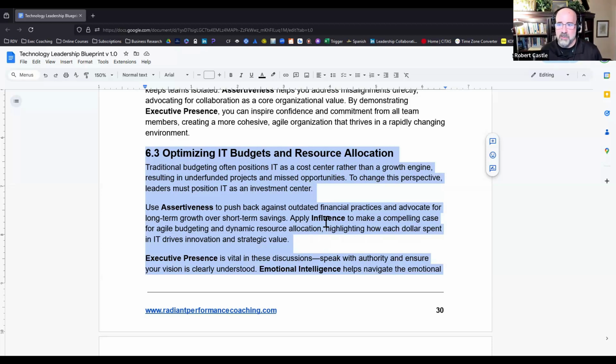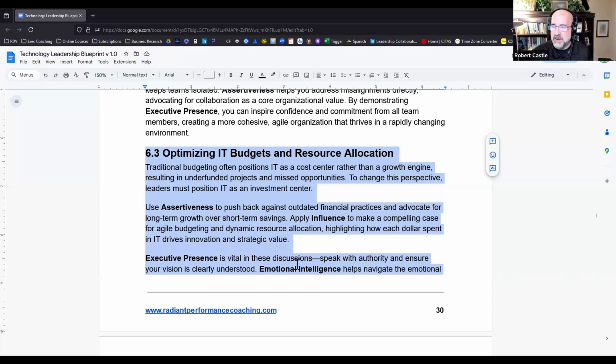Use assertiveness to push back against outdated financial practices and advocate for long-term growth over short-term savings. Apply influence to make a compelling case for agile budgeting and dynamic resource allocation, highlighting how each dollar spent in IT drives innovation and strategic value.